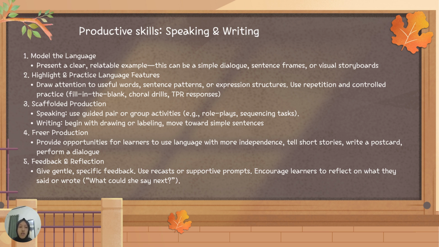And then the third is scaffolded production for speaking. The teacher uses guided pairs or groups, and for the activity we can use role plays or sequential tasks. And then for writing skills we can begin with drawing or labeling, and then move towards simple sentences and so on. And then the fourth is freer production.